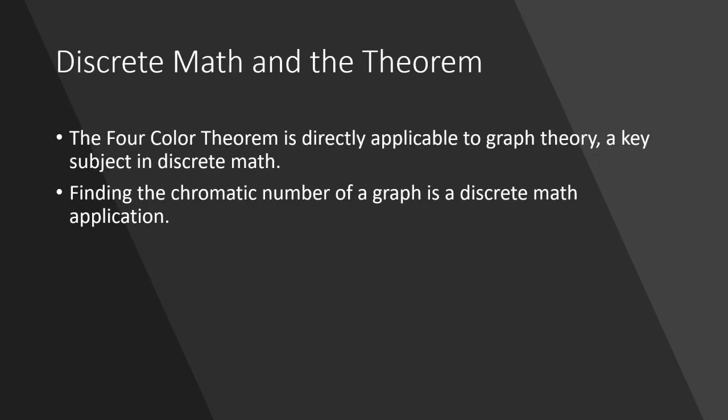Okay, so discrete math and the theorem. This is specifically talking about the applications of the four-color theorem in discrete math. One of the applications that it is directly applicable to is graph theory, specifically finding the chromatic number of a graph, which is the smallest number of colors required to color the graph in a manner such that each vertex has a color different from all the other vertices adjacent to it.